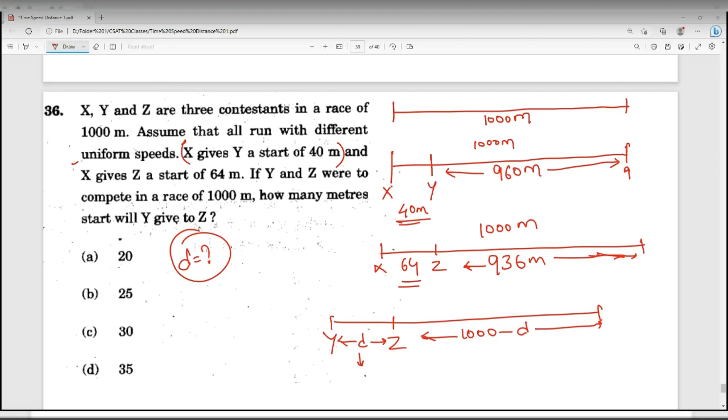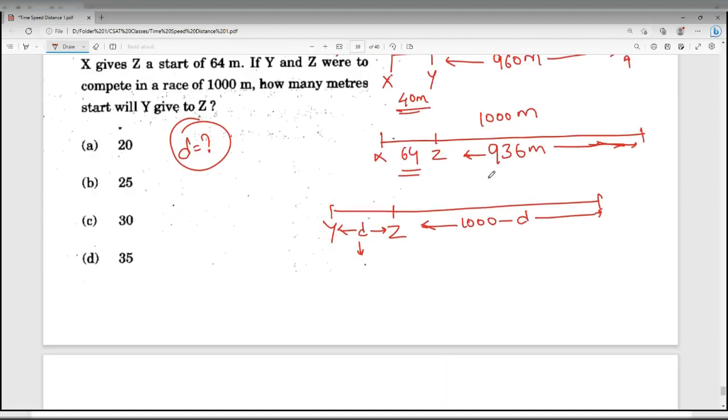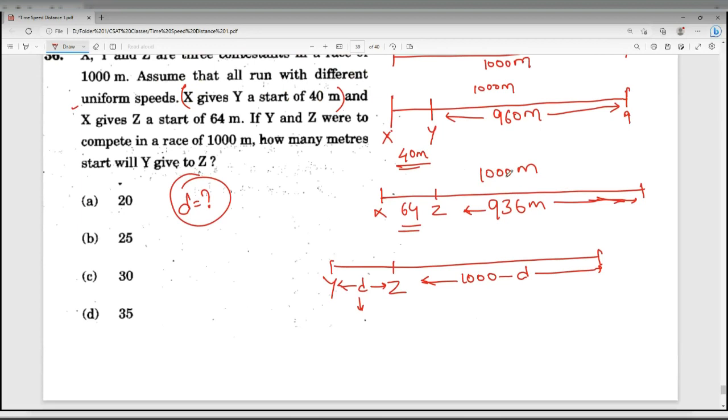So I hope you have understood what giving a start means. When X is starting the race, X is telling you better go and stand 40 meters ahead, and you cover only 960 meters. I'll cover the 1000 meters, and still I can reach the end point together, at the same time. I hope you have understood this. So we'll just form equations here.